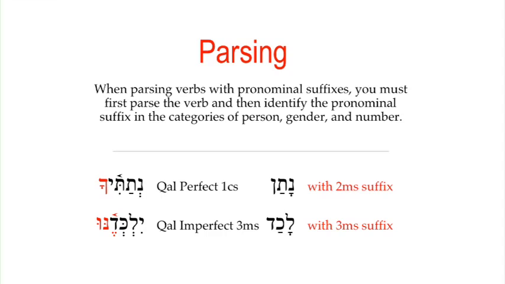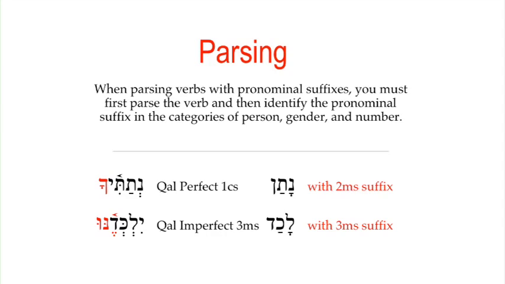Finally, let's talk about parsing verbs with pronominal suffixes. When it comes to parsing verbs that take pronominal suffixes, you want to be sure both to identify the verb and also the pronominal suffix. Let's look at our screens together. When parsing verbs with pronominal suffixes, you must first parse the verb and then identify the pronominal suffix in the categories of person, gender, and number.